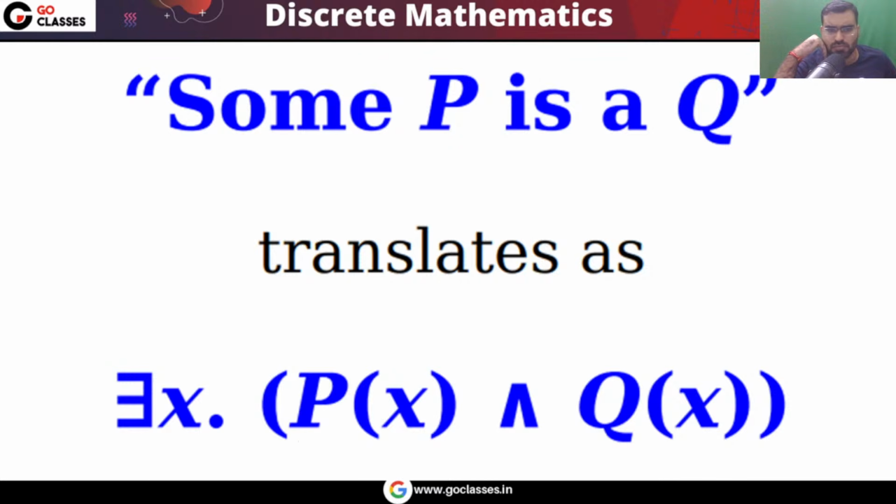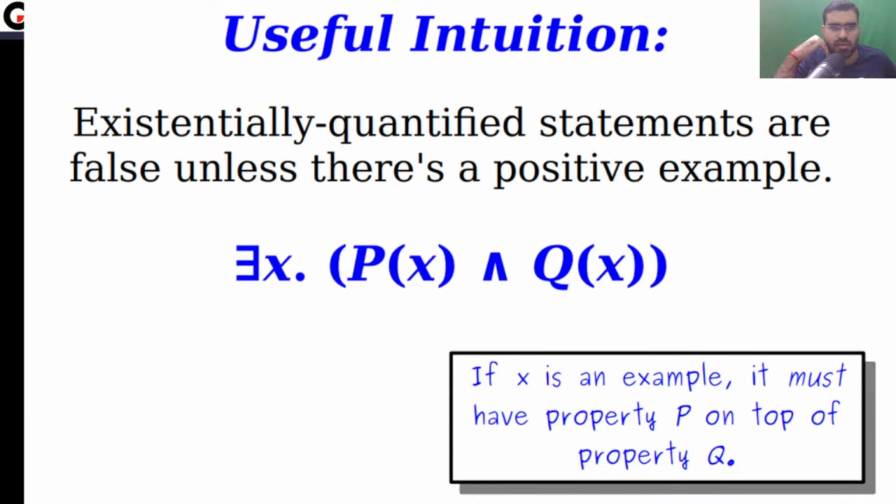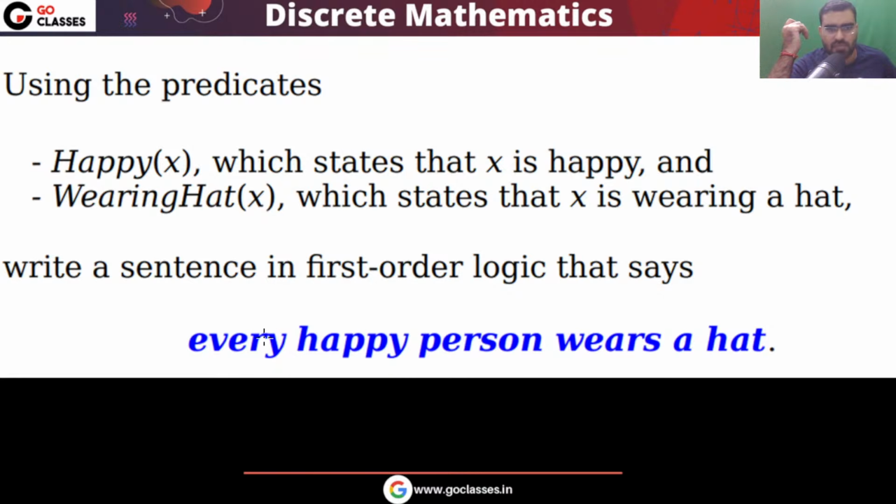Okay. Now the next point. This is very useful. Remember, this is a useful intuition about the existential quantifier. Now let's see the next.